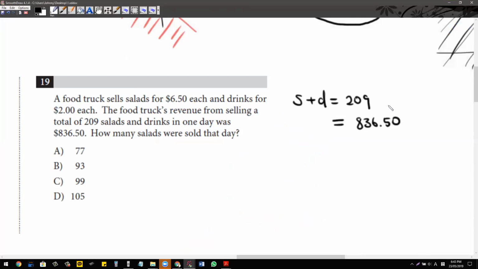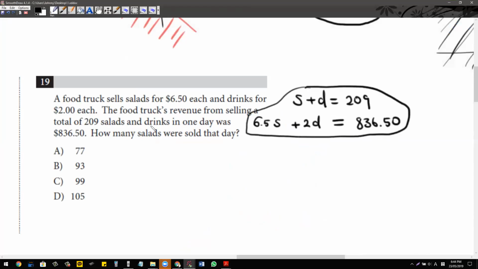Now you have to construct another equation with 836.50 involving salads and drinks. So it's 6.50S plus 2D. So $2 times the number of drinks gives you the amount of money that came from drinks. This is the amount of money that came from selling salads. So you have this simultaneous equation. Now they're asking for salads, which means we need to figure out S.